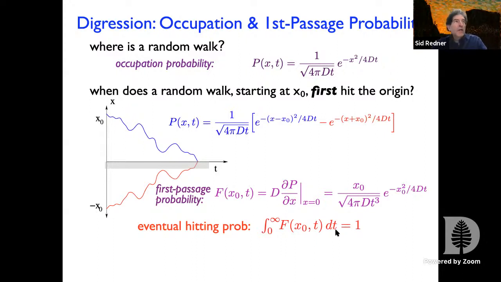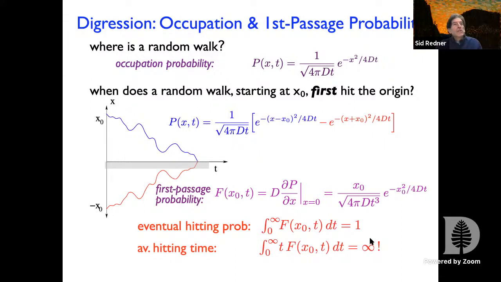You start with a random walk at position x0, and you say, will the random walk eventually hit the origin? And the answer is yes, for sure. But you can ask, how long does it take to hit the origin? And that answer is infinite. So even though you hit the origin for sure, the time is infinite.